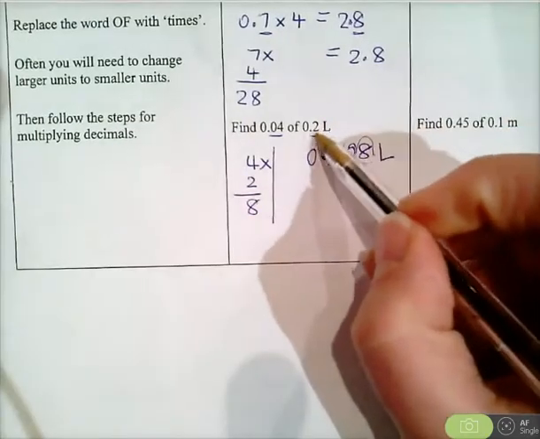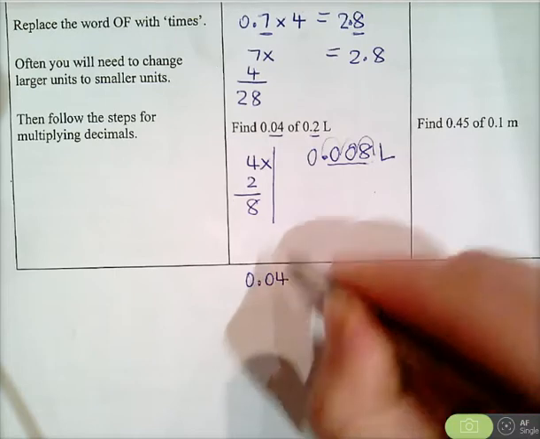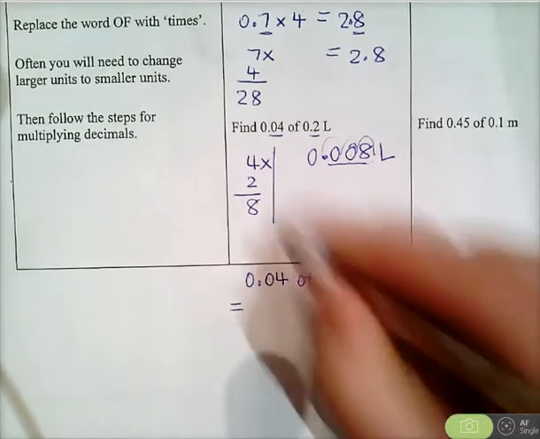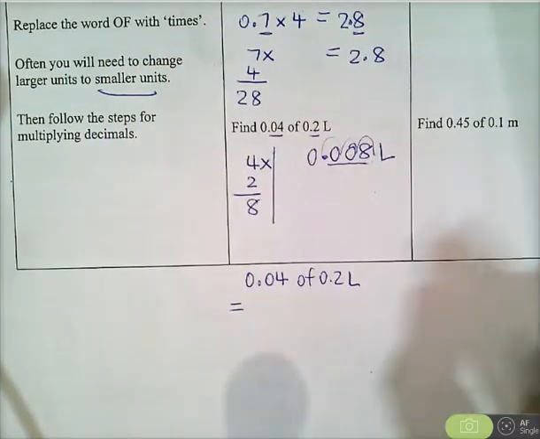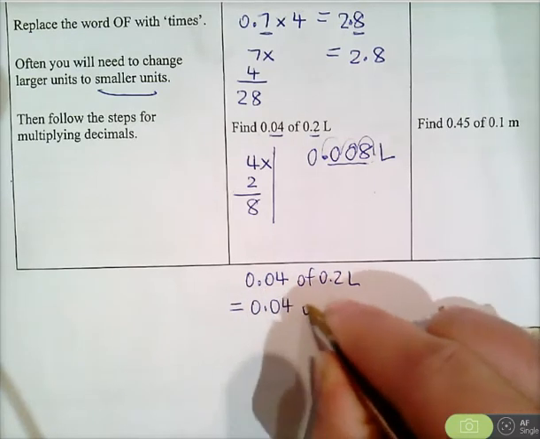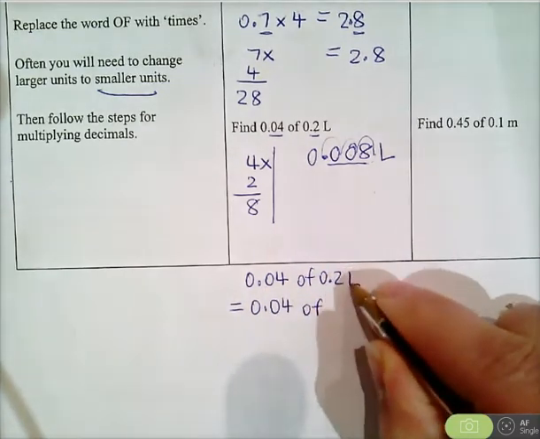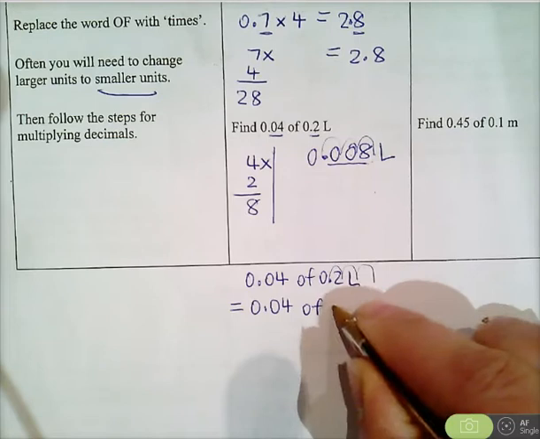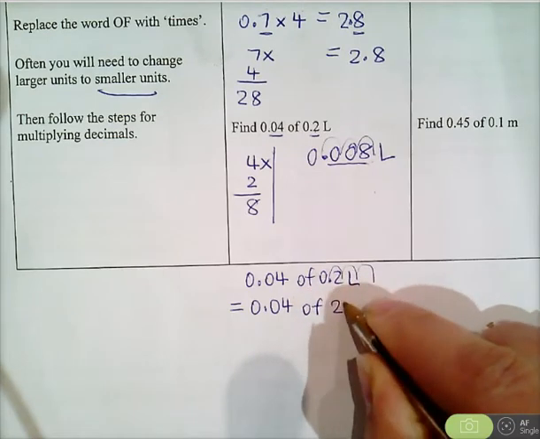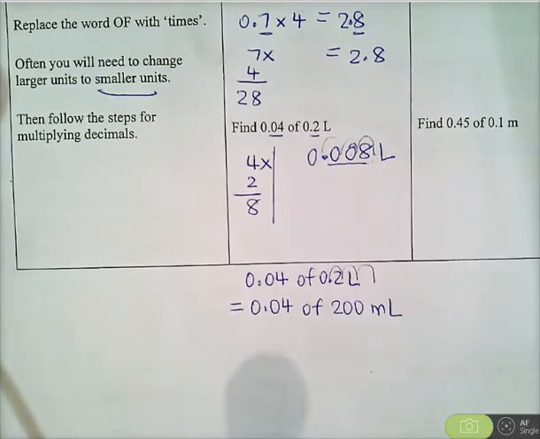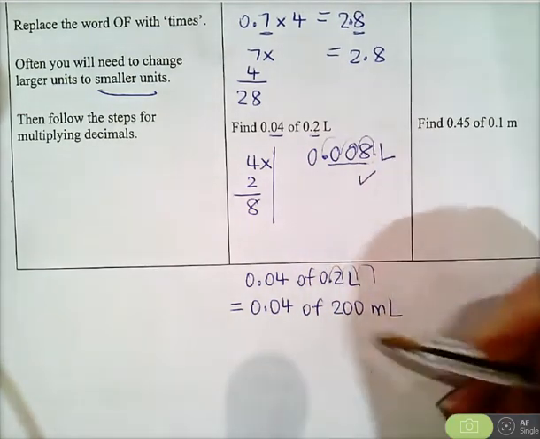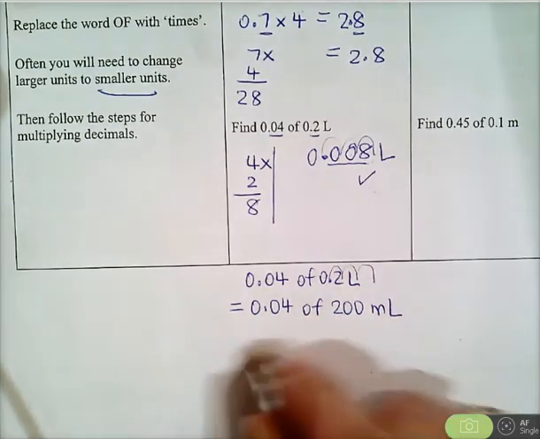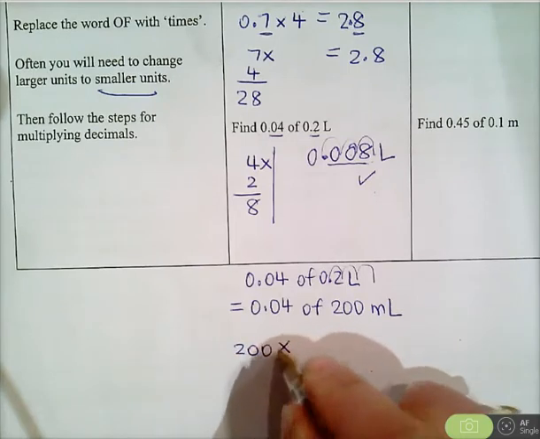Because this quantity was so small, I'm going to change the question to be, instead of find 0.04 of 0.2 litres, I'm going to make the 0.2 litres into smaller units, so it's 0.04 of, now 0.2 litres, we want to times that by 1,000. So if I move this 3 places, it's the same as 0.04 of 200 mils. Okay, now look, you can leave the answer as that. Another way is to change the 0.2 litres into 200 mils. So when we do that, we're just going to do 200 times 0.04.